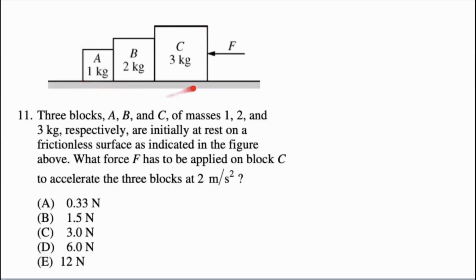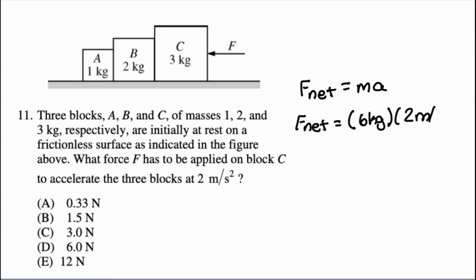And so for the purposes of this question, we're going to treat this as one system where all of these masses are going to be combined. So we want to know the net force F that has to be applied in order to move it at 2 meters per second squared. We're going to use our F is equal to ma equation. And again, because we're treating this as a conjoined mass, we're going to have 6 kilograms times 2 meters per second squared. That's our desired acceleration. And then just solving that simple multiplication problem is just 12 newtons, which ends up being answer choice E.